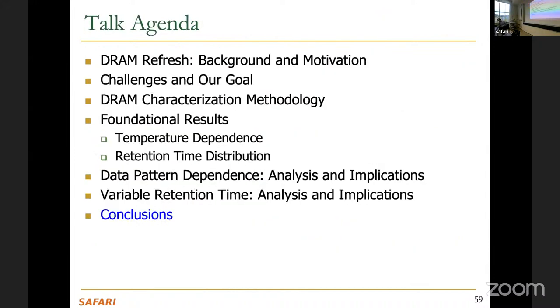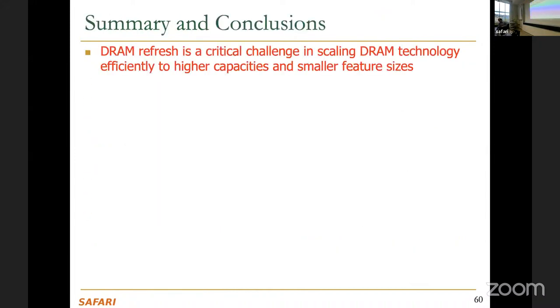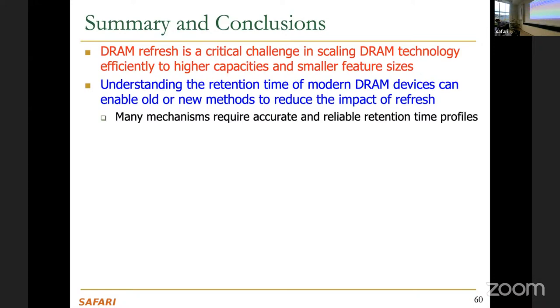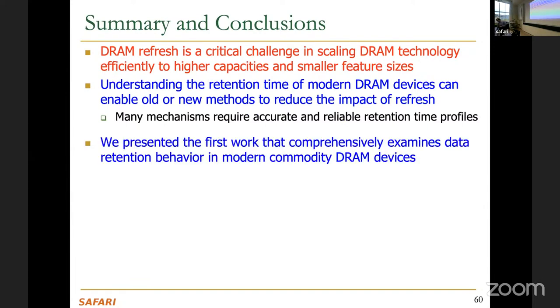Okay, so that brings me to the end. To summarize, DRAM refresh is a critical challenge in scaling DRAM technology efficiently to higher capacities and smaller feature sizes. And understanding the retention time of modern DRAM devices can enable old or new methods to reduce the impact of refresh. Many mechanisms that were proposed, and probably will be proposed in the future, require accurate and reliable retention time profiles. We presented the first work that comprehensively examines the data retention behavior in modern DRAM devices.